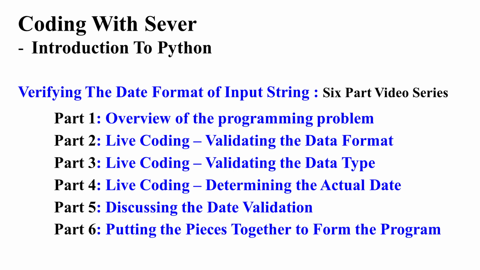In parts 2, 3, and 4, I will do some live coding of the various functions that we're going to need. Part 5, we'll come back and review some of the code that we have previously written. And then finally, in part 6, we'll put it all together to form the actual program. And along the way, in each of the live coding portions, we do testing of the functions developed.